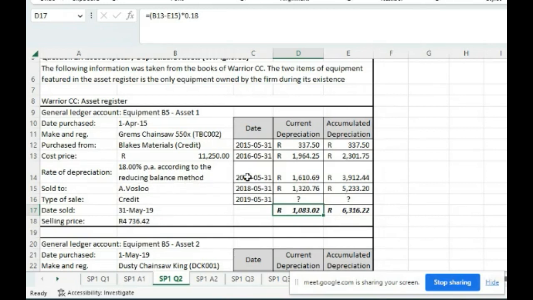So every time we look at the reduced balance, which is the cost price minus the accumulated depreciation, and then we multiply that with 18% to get to the current depreciation, and then of course to get to the accumulated, we just add the current to what had accumulated before. So you understand how I get to these two numbers.